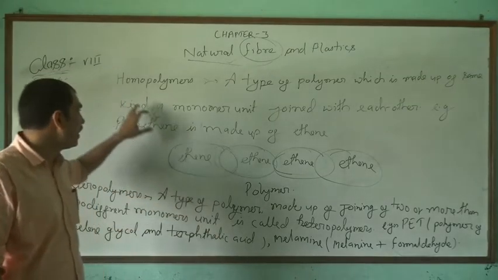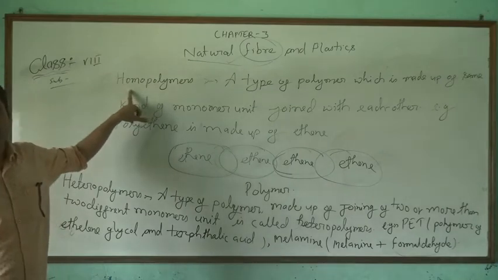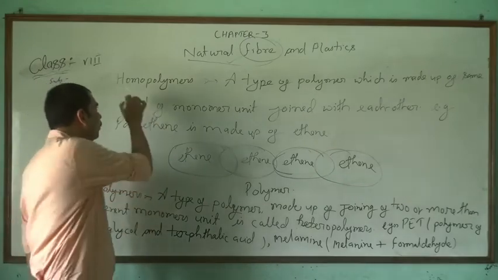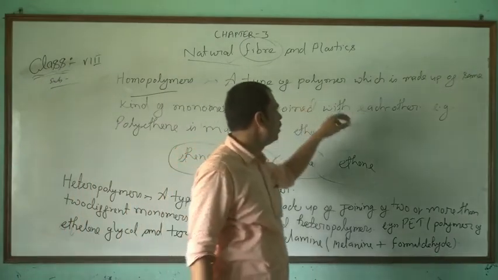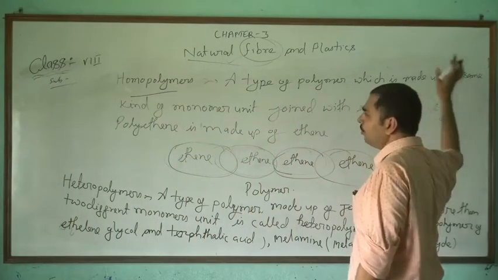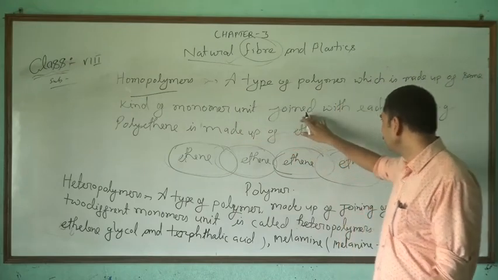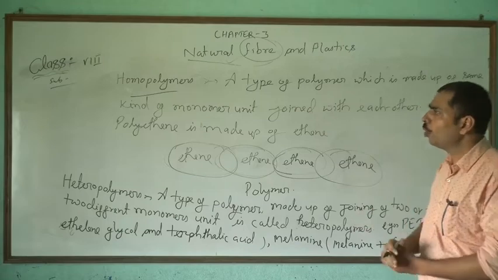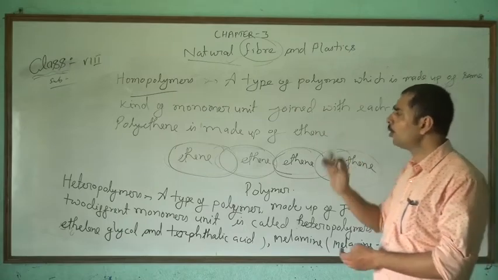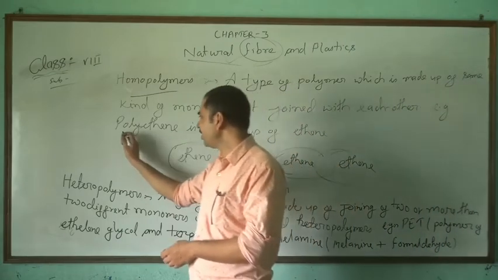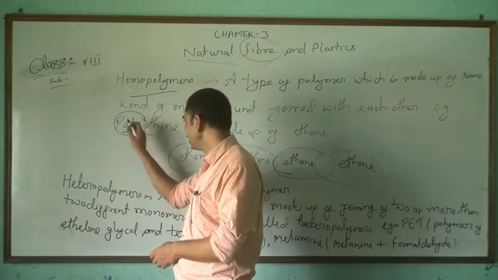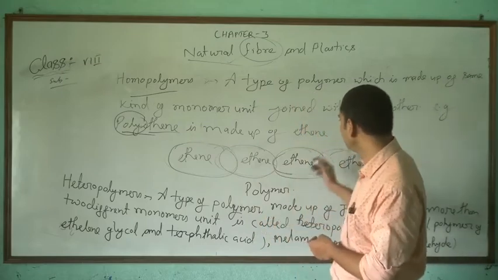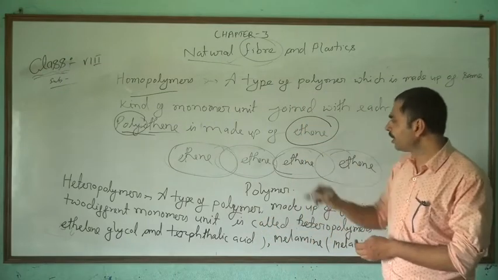Homopolymer, the types of the polymer. This is made on the basis of the joining of the monomer units. Homopolymers are a type of polymer made up of the same kind of monomer unit joined with each other. An example of homopolymers is polyethylene. Poly means various, ethylene means a single unit. Ethylene is a monomer. The monomer unit is ethylene.